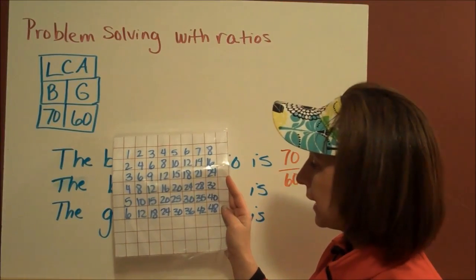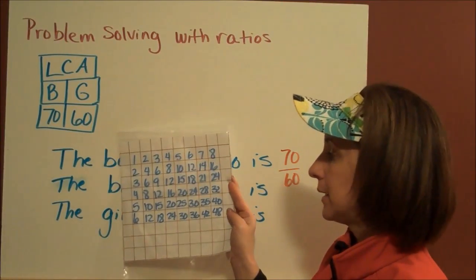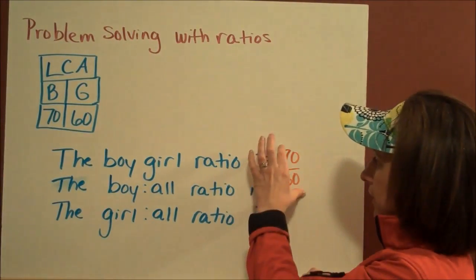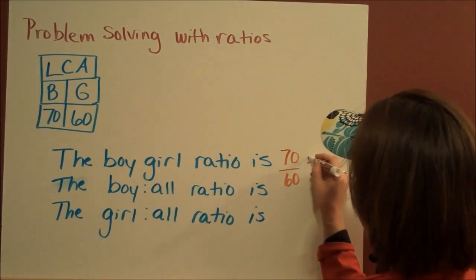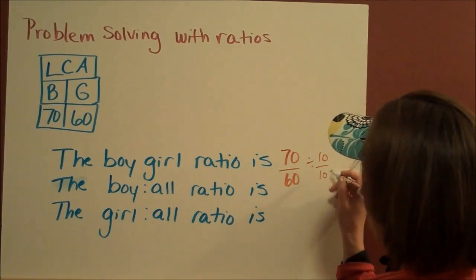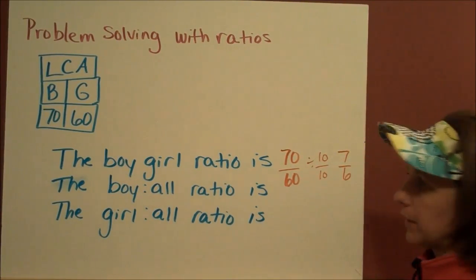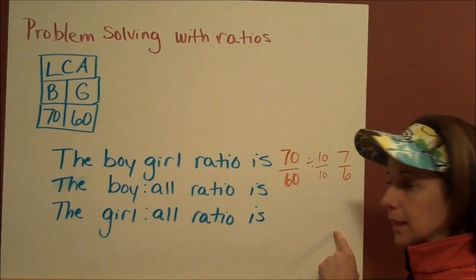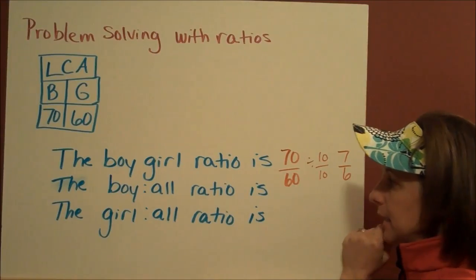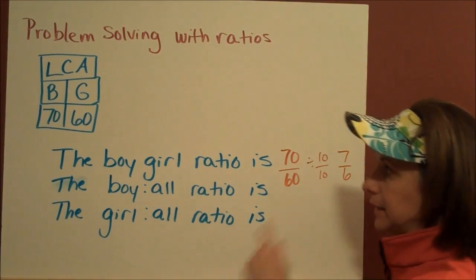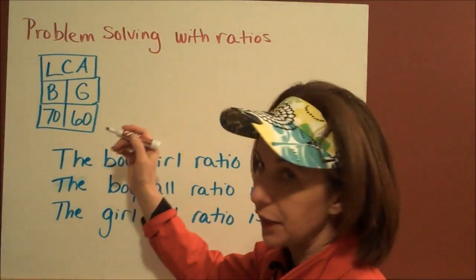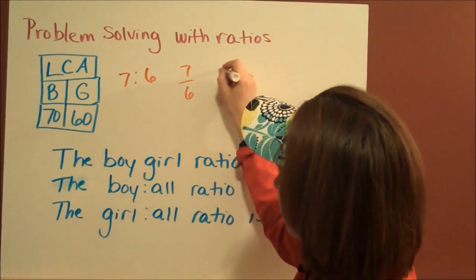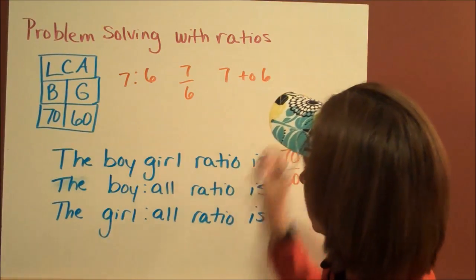So if I were to try to do 70 to 60, I could simplify this by dividing both of them by 10. And the ratio in simplest form is 7 to 6. If my ratio is 7 to 6, then I could write it 3 ways: as a fraction, with a colon, or with words.